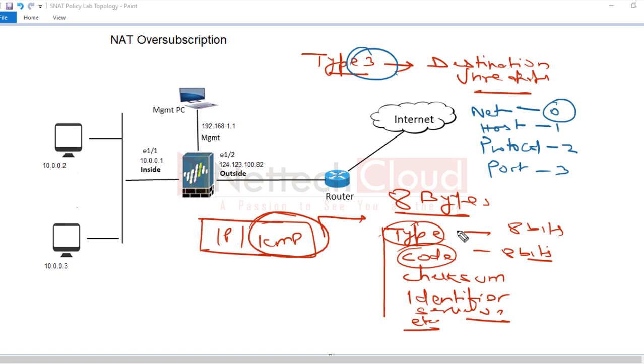And you must have seen, when we run the debug command in IOS based devices, maybe on an ASA firewall or Cisco router, we get output similar to this, like type 8 code 0, type 3 code this, or ICMP redirect type 5. So type and code is for that purpose. Checksum you understand, it is for error checking.